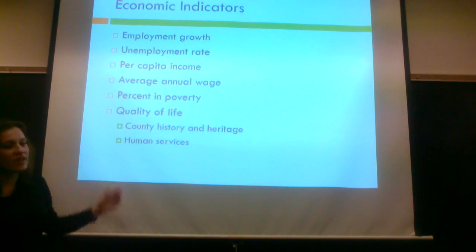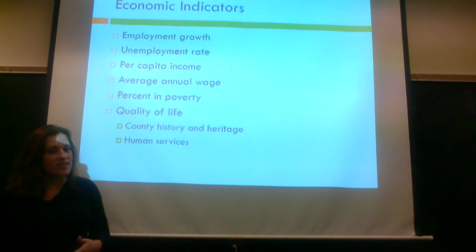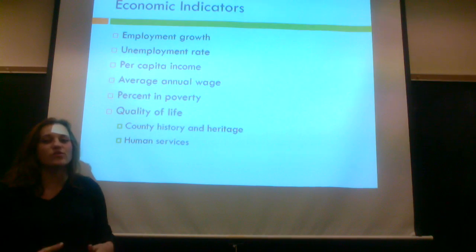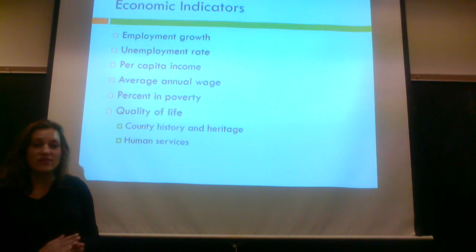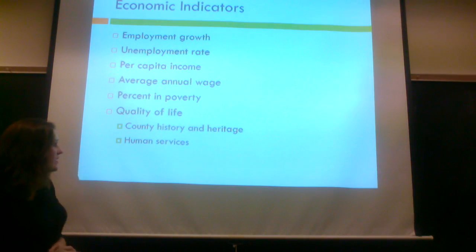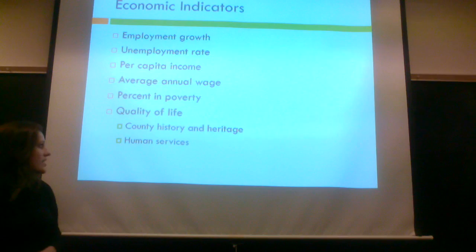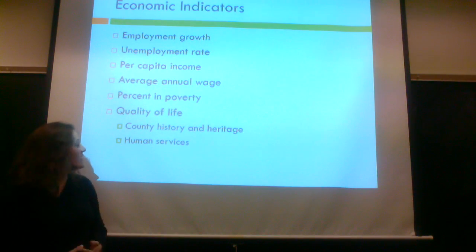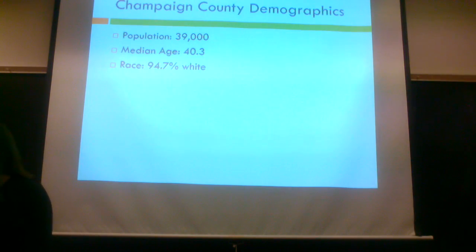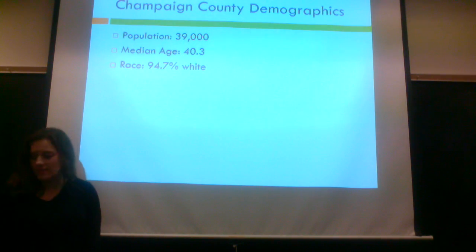We also have quality of life, and quality of life is a little bit more subjective than the other indicators that we have here. With the other indicators, you're able to use numbers to specifically say what's good and bad, and for quality of life, it's a little bit more up to your opinion. But it includes factors such as county history and heritage and human services and programs. So Champaign County has a population of 39,000, a median age of 40.3, and is 94.7% white.